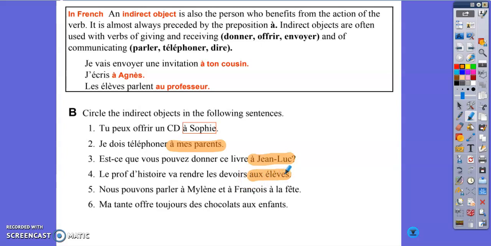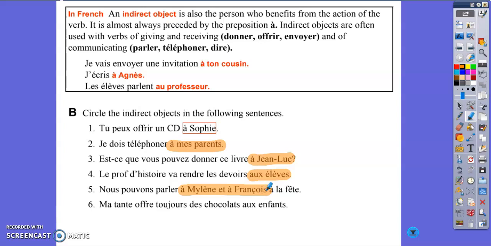Nous pouvons parler à Méline et à Françoise à la fête. We can speak to Mylene and to Françoise at the party. So who can we speak to at the party? To Mylene and to Françoise.